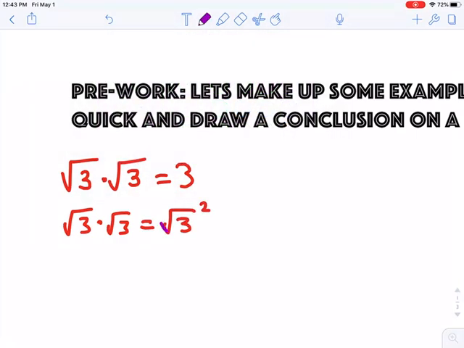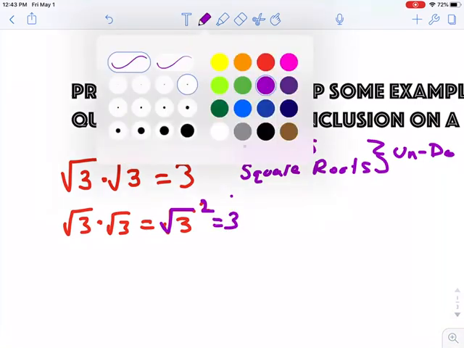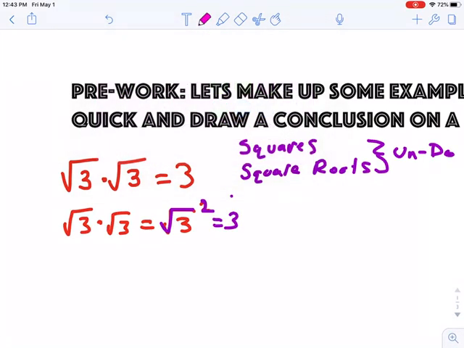And in the last video, I said these are inverse operations. They undo each other. Squares and square roots, inverse operations, they undo each other. So you're just left with 3. I want you to think of another number. 17. I've read some of your brains. You were thinking 17. Square root of 17 times the square root of 17 is just 17.